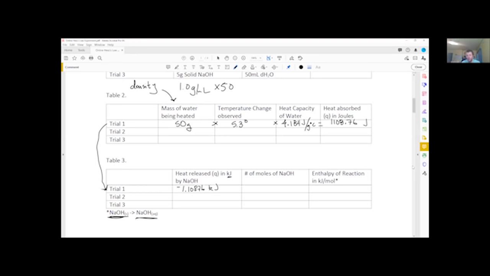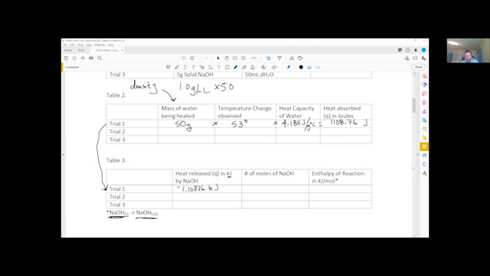I took my positive and made it a negative because I'm going from the vantage point of the water, which is absorbing the heat, to sodium hydroxide, which is releasing the heat. Sodium hydroxide is releasing the heat, therefore it's a negative value. The water is absorbing the heat, therefore it's a positive value. Okay, so I've also done that quick conversion from joules to kilojoules.